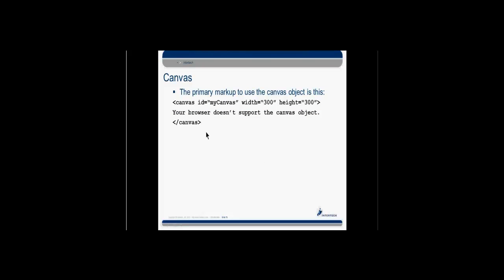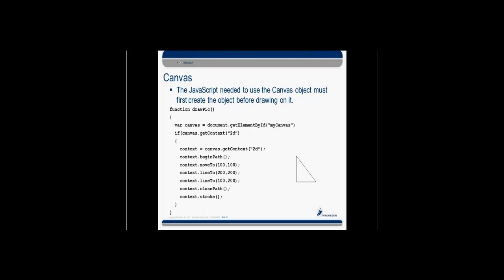The canvas tag is literally like the SVG. It's just its own little tag. You give it an ID and set its width and height. And you can put text in here to go ahead and warn the user in case the browser doesn't support it, and maybe you haven't included a polyfill that can cover their browser.